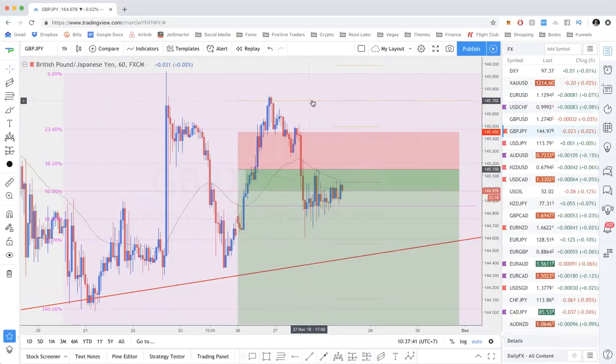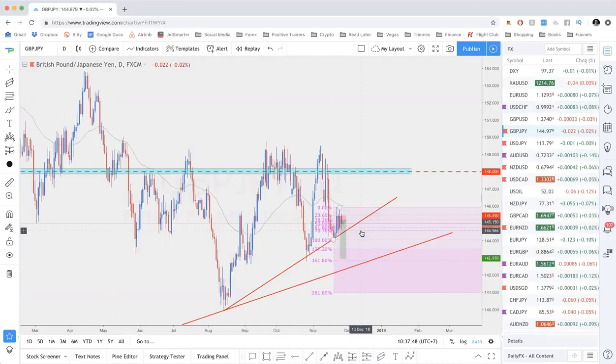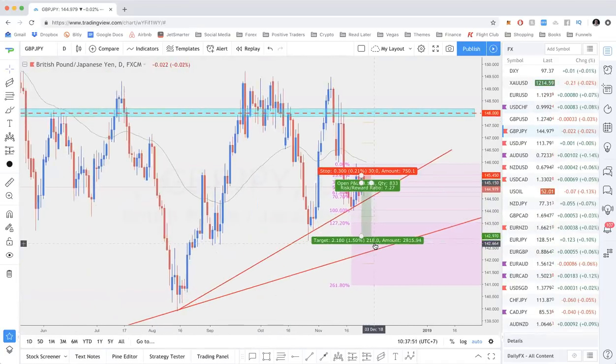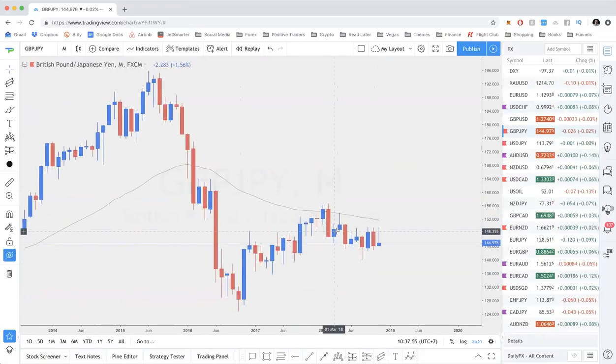This is also weekly R1. So we could have had it above R1 and seen this in hindsight, but obviously that didn't happen. Okay. I want to just show you guys this pair on the monthly, just to show you guys what I'm looking at. Look at that on the monthly.